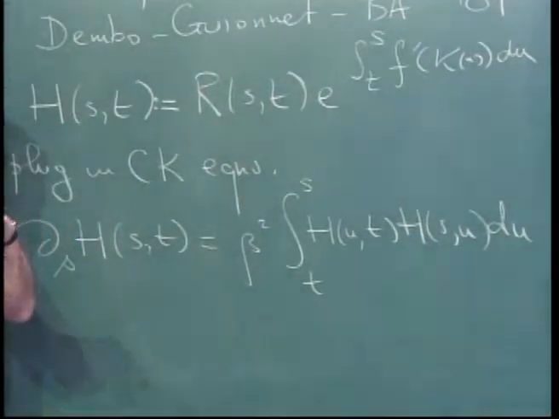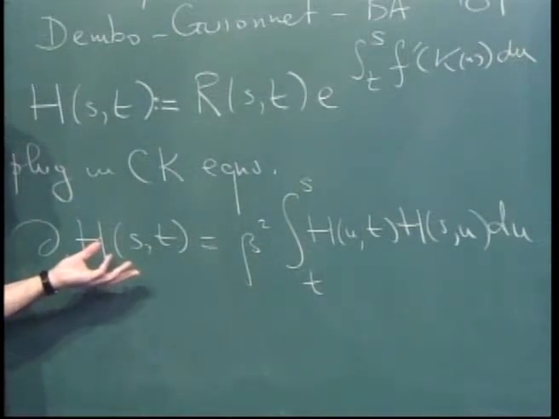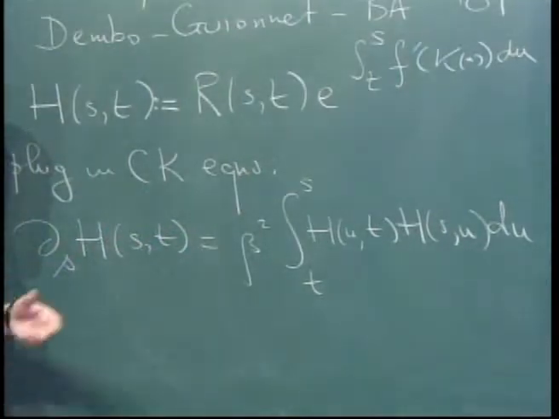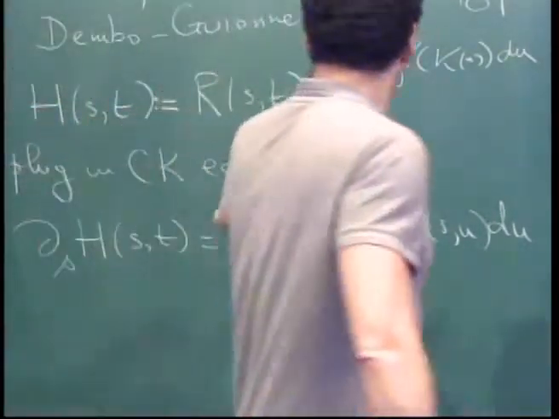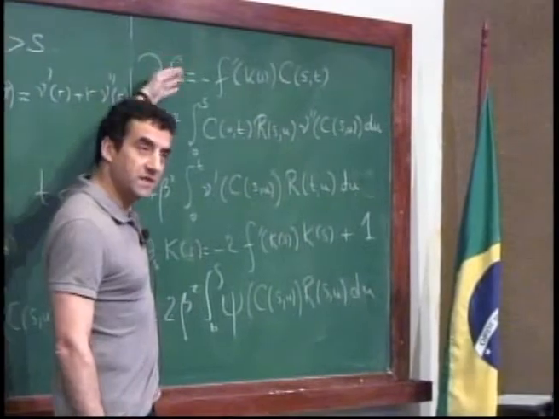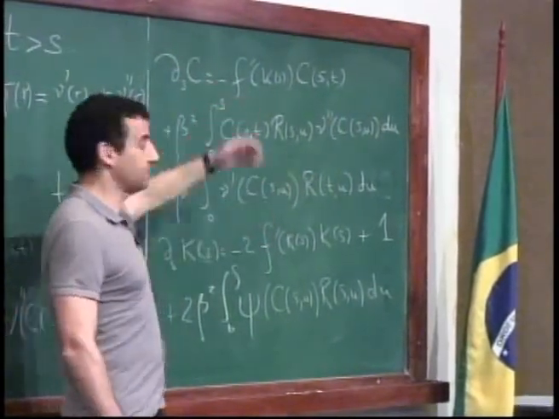You don't have C and chi or C and R. You just have H. So this R satisfies an equation that you can explicitly get. Once you know this H, of course you know the R, and if you plug it into the C, then you have an equation for C, which is autonomous. So you can first solve for R and then for C.